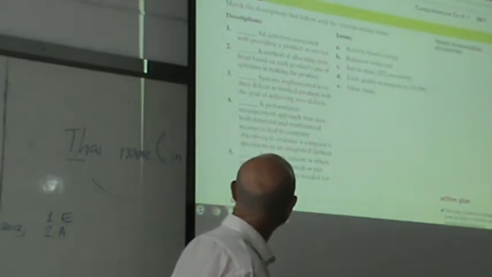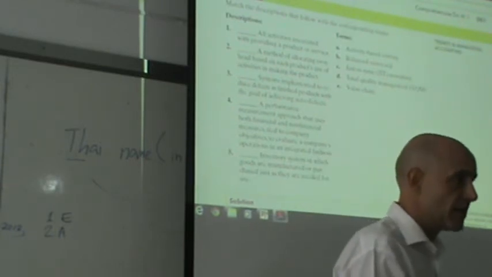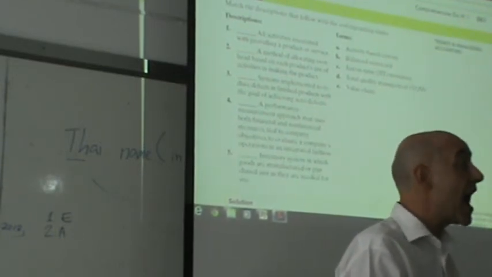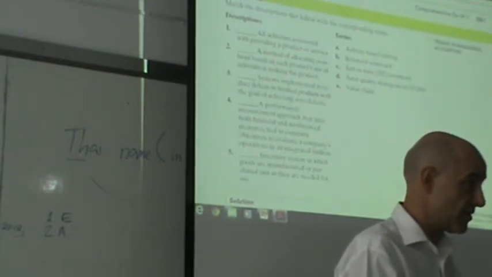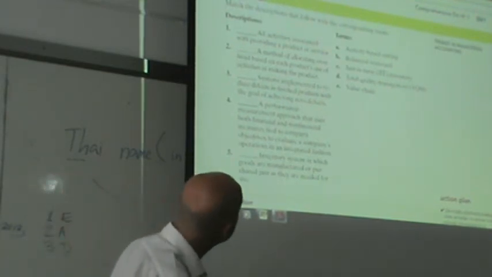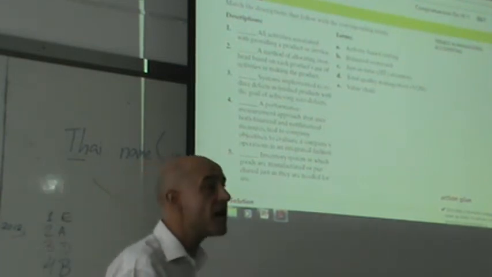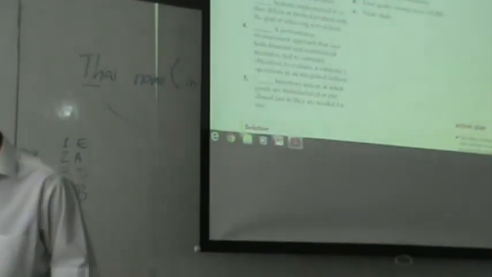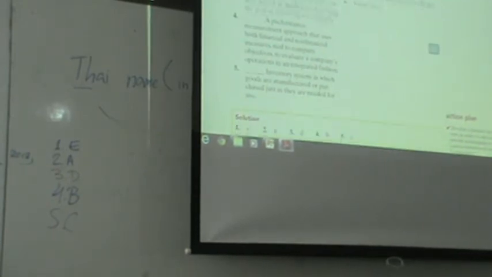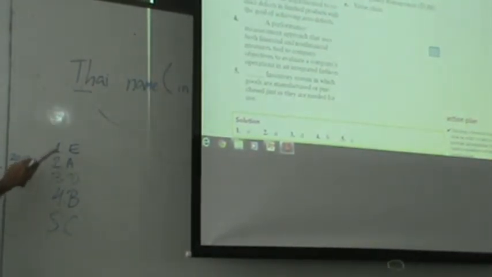Three, systems implemented to reduce defects in finished product. What do you mean to reduce defect? To lower defect means higher quality. TQM. So three D. Right? What's four? Performance measurement approach. B. Four B. And five? C. Five C. Wow. Yeah, wow. Let's take a look. One E, two A.